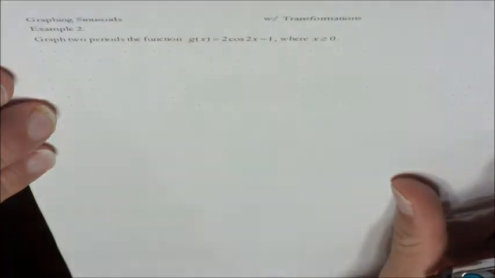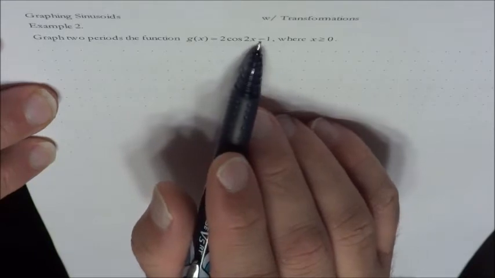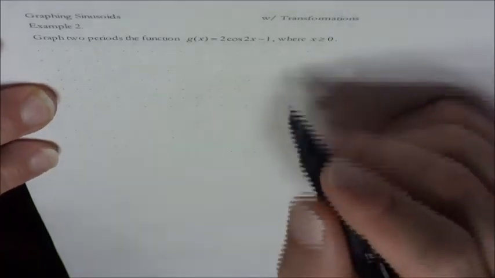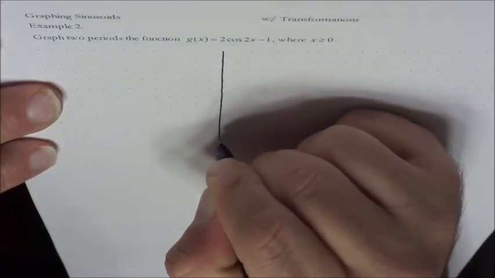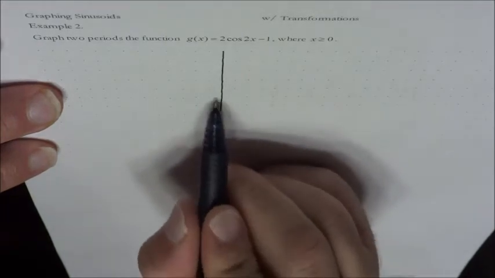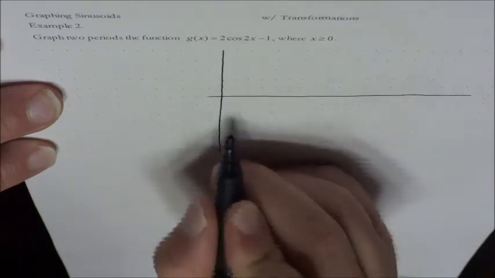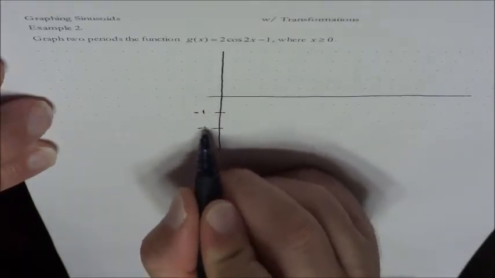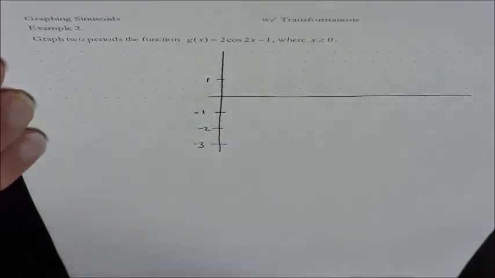Okay, so our next example, we want to graph two periods of the function g of x equals 2 cosine of 2x minus 1, where x is greater than or equal to 0. Okay, so we can come in here once again. We will draw our axes, right? So I plot my axes. I'll say that right over here is -1, we'll call that -2, we'll call this -3, we'll call this +1.